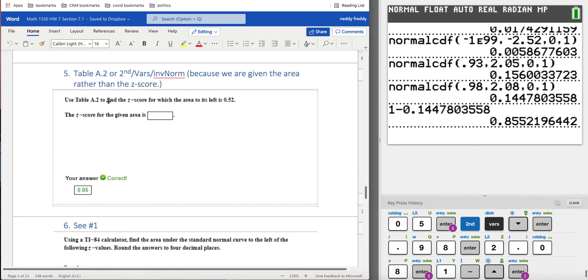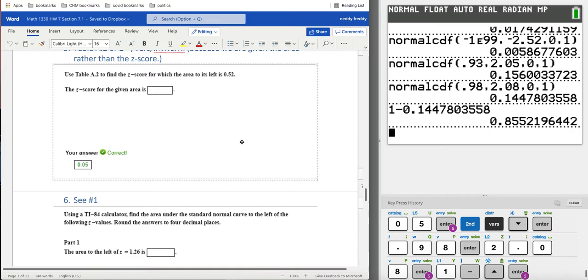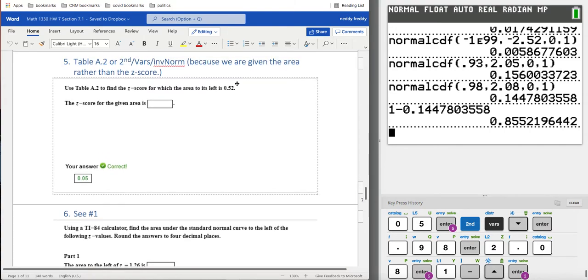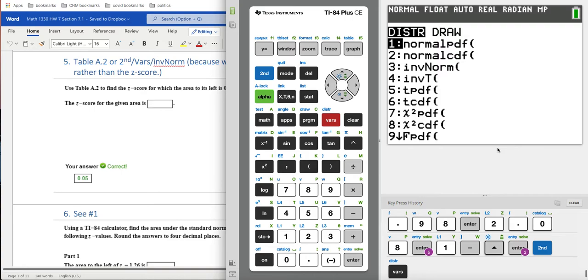It's saying to use table A2 to find the z-score, and you can do that using the table, but you can also do it using the calculator. But this is asking for the z-score given the area. So this is the opposite of what the previous ones were. For that, it's still second vars, but now it's inverse normal because we're given the area.